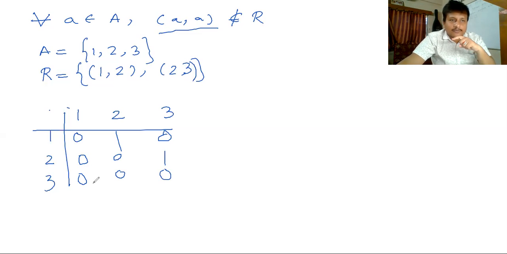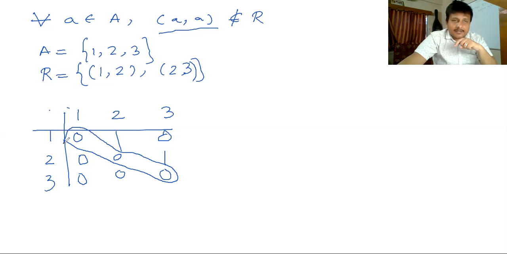In this case, you note that all the elements along the principal diagonal are necessarily 0, and therefore this relation is an irreflexive relation. So if you find that all the elements along the principal diagonal are necessarily 0, then the relation is an irreflexive relation. Okay. Next, we shall learn what a symmetric relation is.